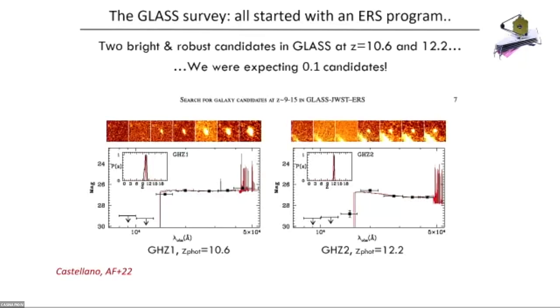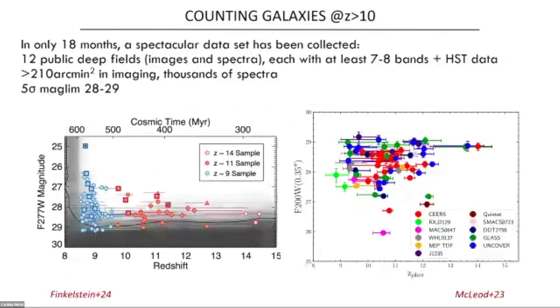And so, of course, you may claim that the statistics of two objects is not really great statistics, but this is clearly now an established result. As Sandro mentioned, there are now a lot of public fields, a much wider area, stretching down easily to magnitude 28 or 29. So we have already detected a population of galaxies beyond redshift 10 in these fields.